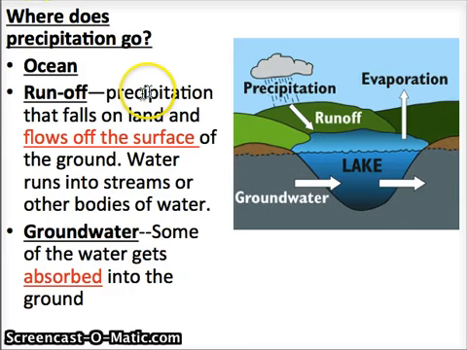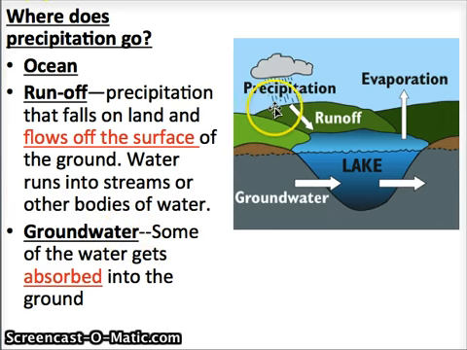Some of it actually will be runoff, and runoff is a word that represents precipitation that falls on the land, and it flows off the surface of the ground, and that water will pick up things from the land and dump into bodies of water such as a lake. Runoff is sometimes a big problem in cities because in cities we have lots of chemicals and unnatural things on the concrete, and when it rains it will drain all those chemicals back into bodies of water, which will affect living things. So we're going to talk a little bit more about runoff and pollution in another lesson, but just keep that in mind.